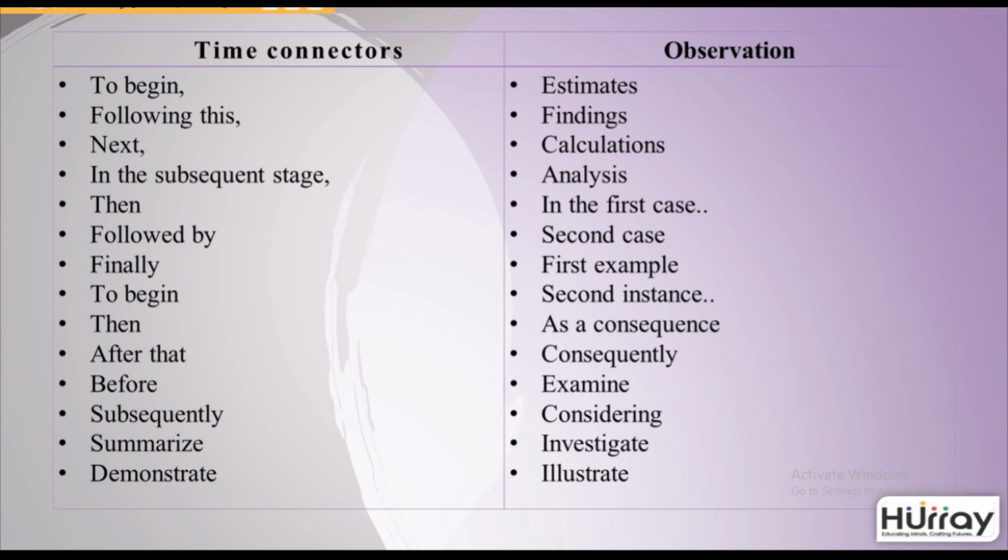Now, words denoting observation are as follows: estimates, findings, calculations, analysis. In the first case, second case, first example, second instance, these all denote observations that you make about different kinds of images. So, based on the kind of image you're talking about, go ahead and use them, but make sure they are relevant to the image.